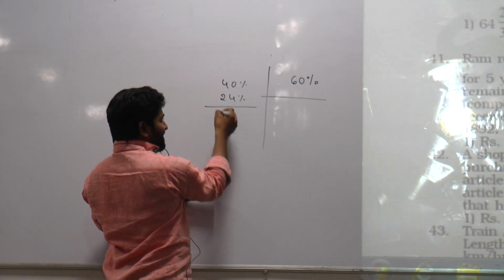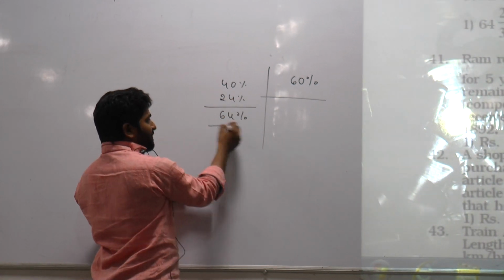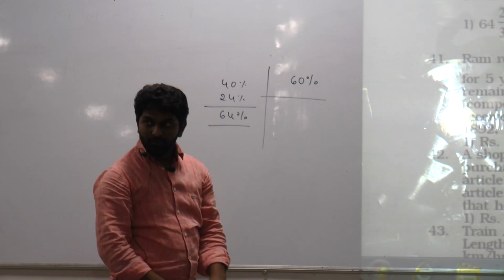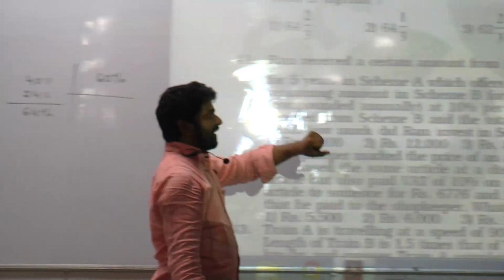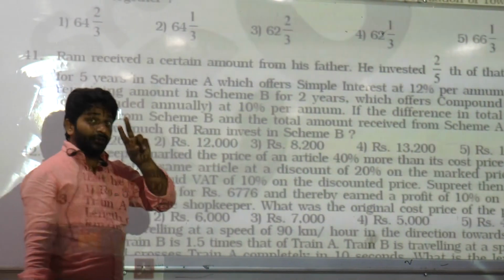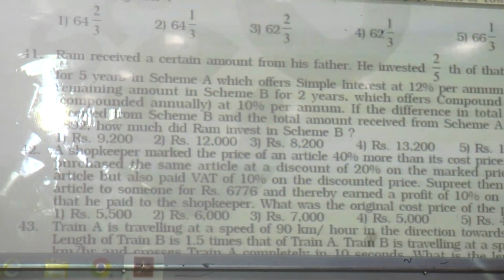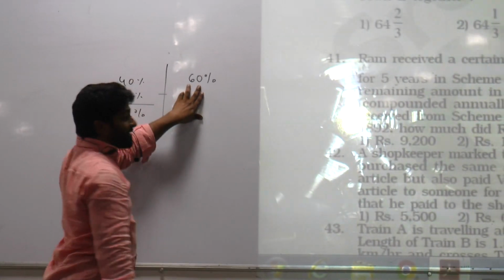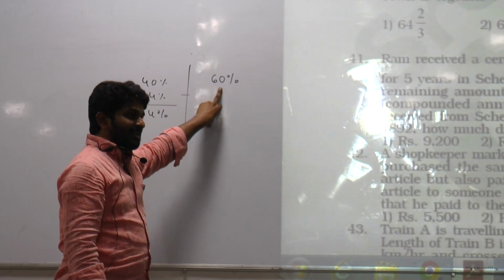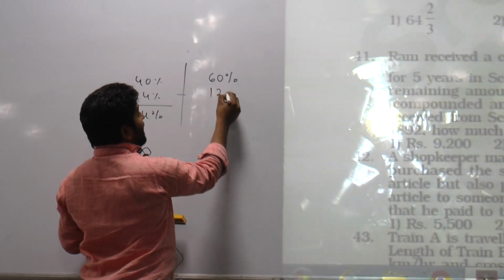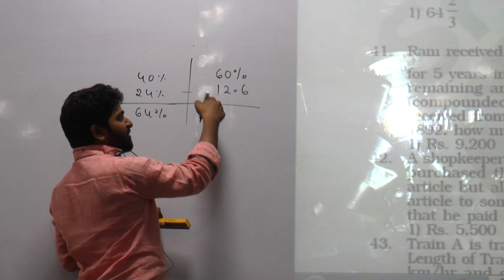24%. Total you will receive 64% from scheme A. True? Next. Scheme B offers compound interest for 2 years at the rate of 10%. In the sense you will get 21%. 21% of 60: 10% is 6, 20% is 12, 1% is 0.6. Total 12.6.